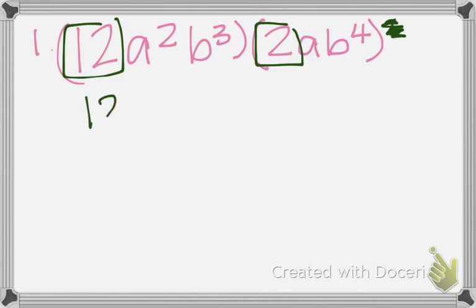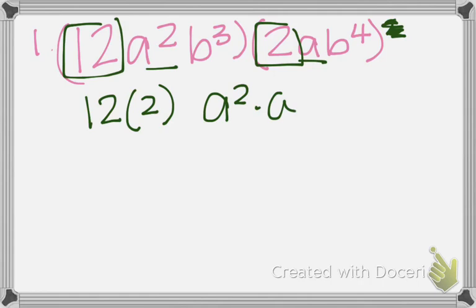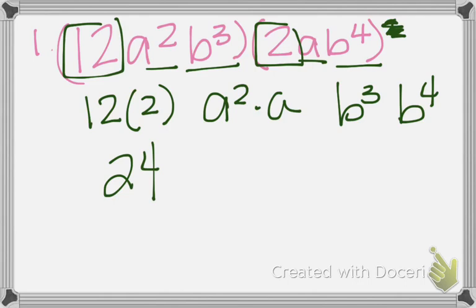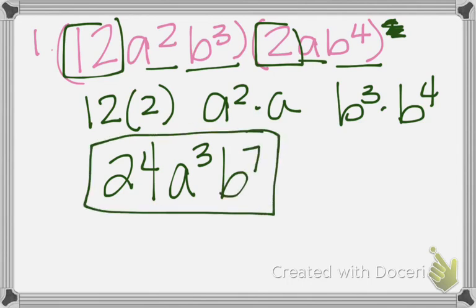You could make it 12 times 2, and then you could make it a squared times a, and then you could make it b cubed times b to the 4th. And then just simplify as much as you can. Well, what is 12 times 2? 24. What is a squared times a? A to the 3rd. What is b cubed times b to the 4th? B to the 7th. And this is our simplified expression.